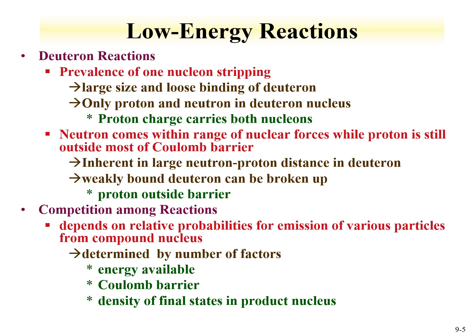This weakly bound nucleus, H-2, can be broken up. The proton remains outside the barrier. So it's a way of having neutron reactions that can exploit the charge of the proton, so you can fundamentally have these neutron-based reactions in an accelerator. Now there are a number of competitions amongst reactions, and they're going to really depend upon the probabilities for emission of the various particles from the compound nucleus. These probabilities are going to be based upon energy available, the Coulomb barrier, and the final states of the product nucleus.